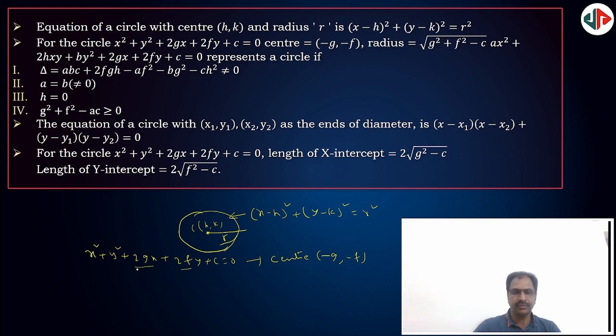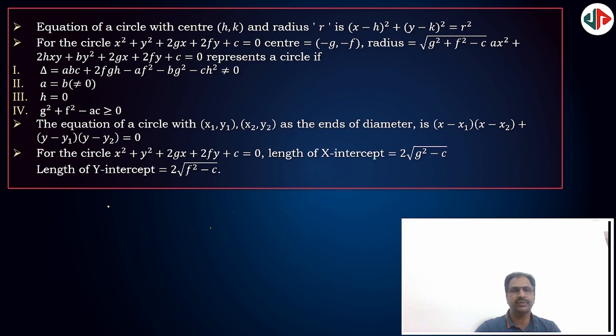Take half of the x coefficient and change the sign. Half of the x coefficient is g and half of the y coefficient is f. Change the sign: minus g, minus f. So while finding the center, take half of the x coefficient and half of the y coefficient and change the sign. That gives the center. And the radius is nothing but under root g square plus f square minus c.